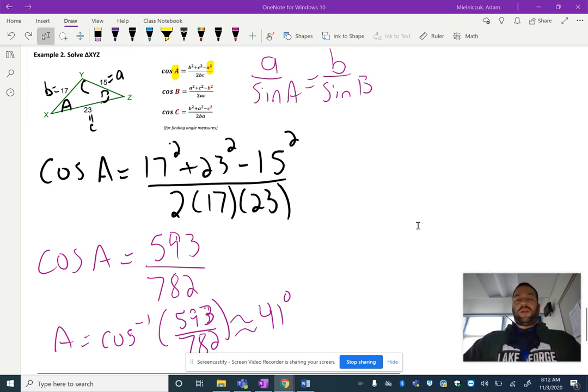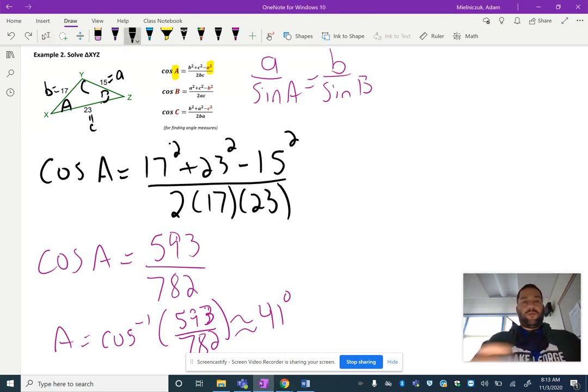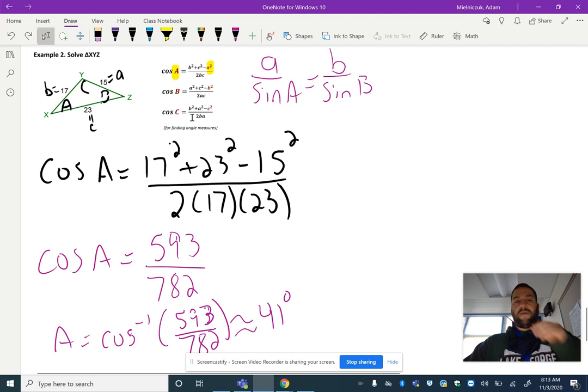All right, so let's take a look at example 2, where we need to solve triangle XYZ. Solving triangle XYZ means to find all the missing sides and all the missing angles. What I did to start is I labeled my triangle. I said that angle X is actually angle A, so the lowercase a is opposite it, and so on. The reason I did that is it just helps me fill in the triangle easily.